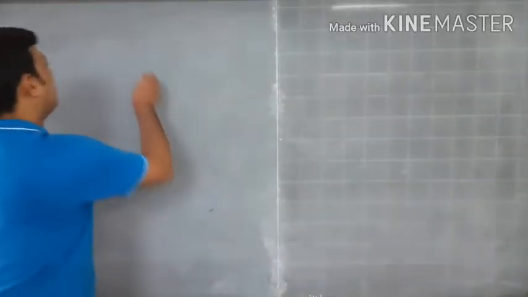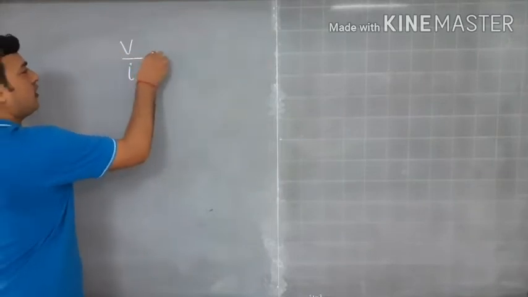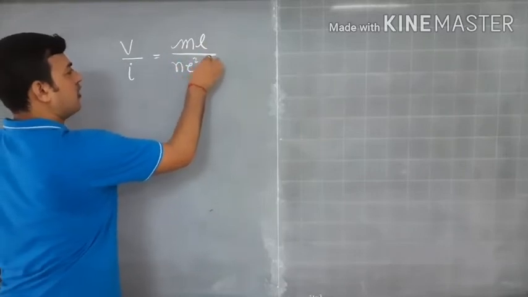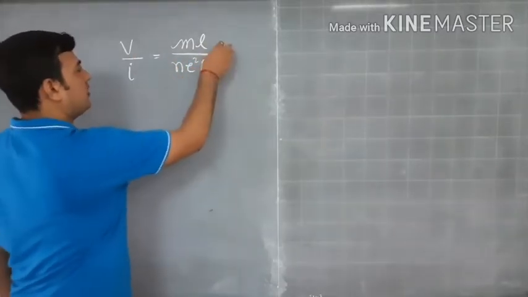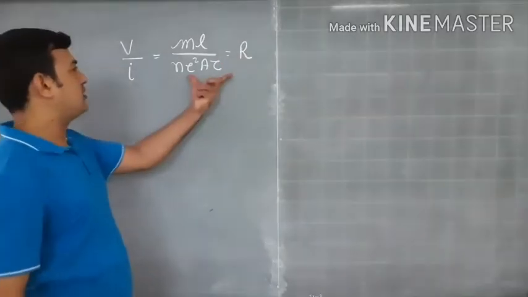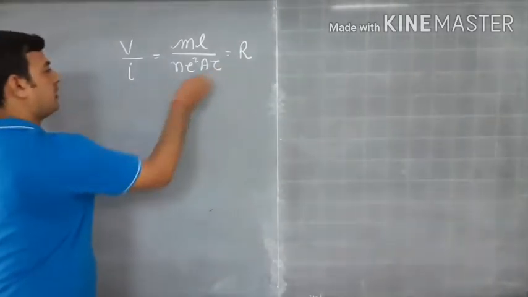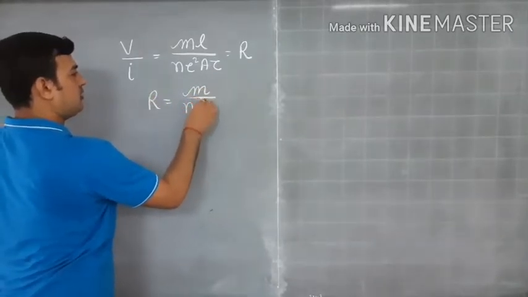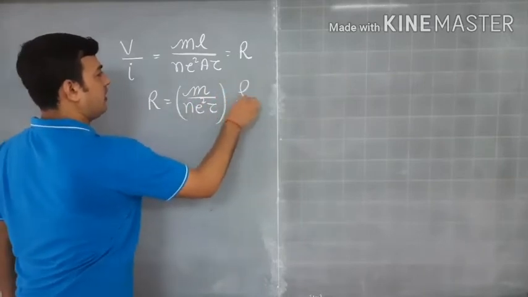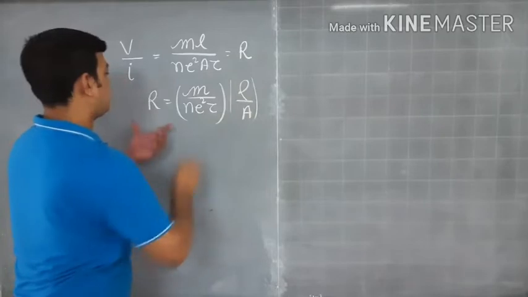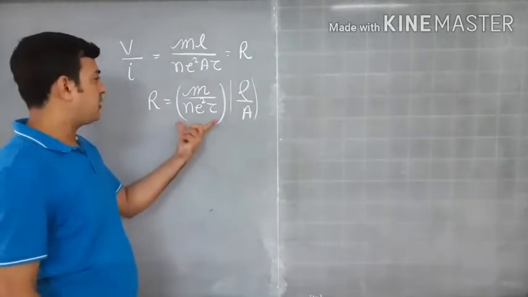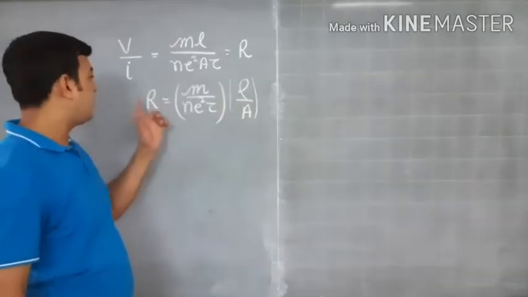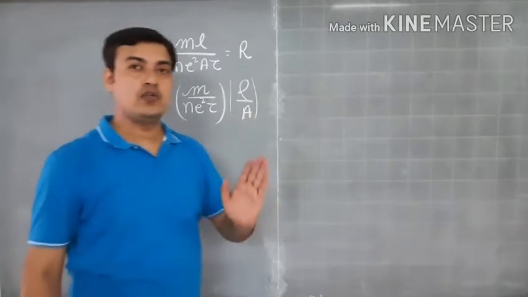So we have discussed that the ratio of V to I was mL divided by n e square A tau, and we know that this ratio is nothing but the resistance of the wire. So this is my resistance, I will write it here as m by n e square tau into L by A. It is very clear from this equation that at constant temperature this is not going to change, and the resistance is proportional to the length, and inversely proportional to the cross section area of the wire.